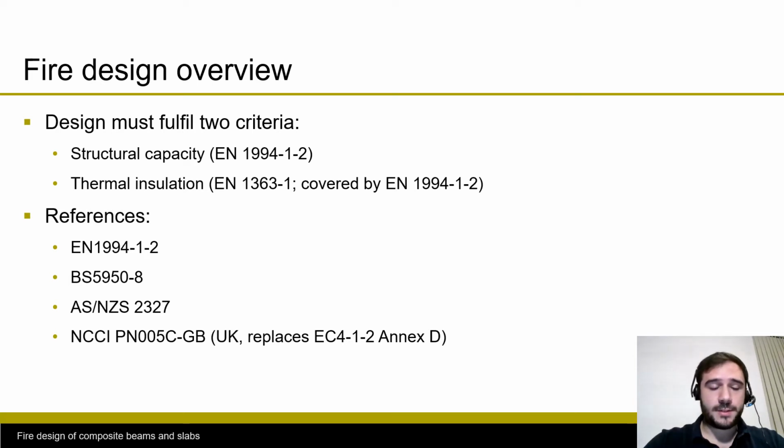There are several references which address the fire design of composite elements. In addition to Eurocode 4, there is also BS 5950 Part 8, or more recently the Australian/New Zealand Code 2327. And targeting the UK market, there is the NCCI PN 005C, which provides temperature profiles in composite slabs, as well as the minimum slab thicknesses to fulfill the thermal insulation requirements.